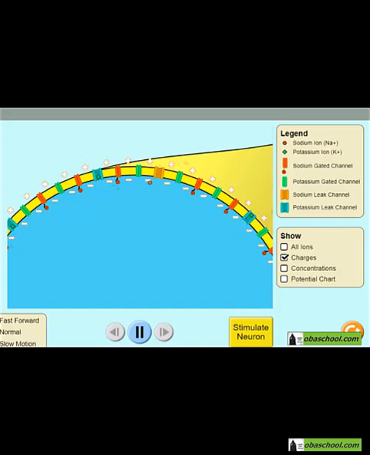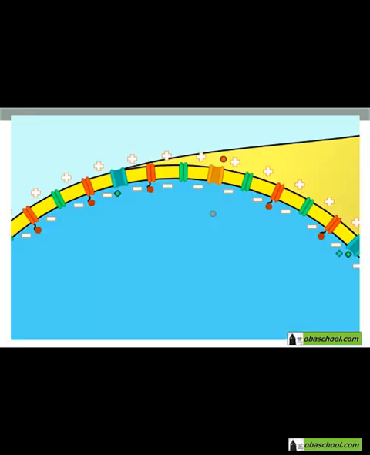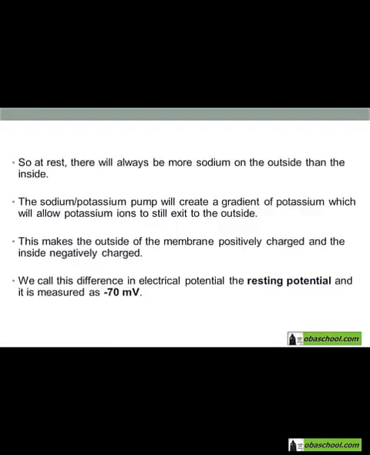Sodium is at higher concentration on the outside and is unable to go to the inside down its concentration gradient because its leak channels are closed. This is unlike potassium ions whose leak channels are open, which allows them to travel down their gradient. This is what causes the difference in electrical charges across the membrane. We call this the resting potential, and it is measured at -70 millivolts.